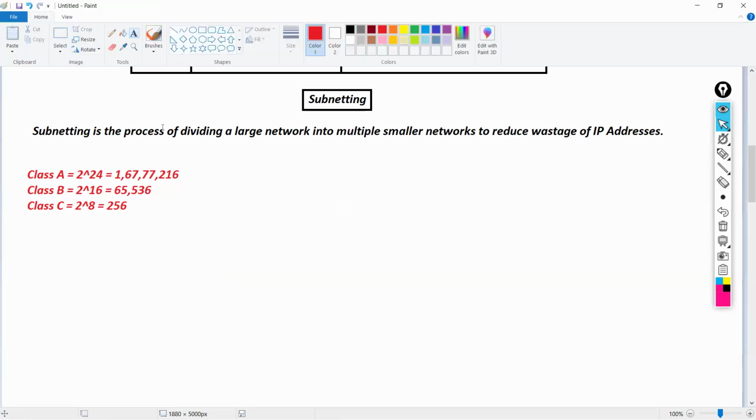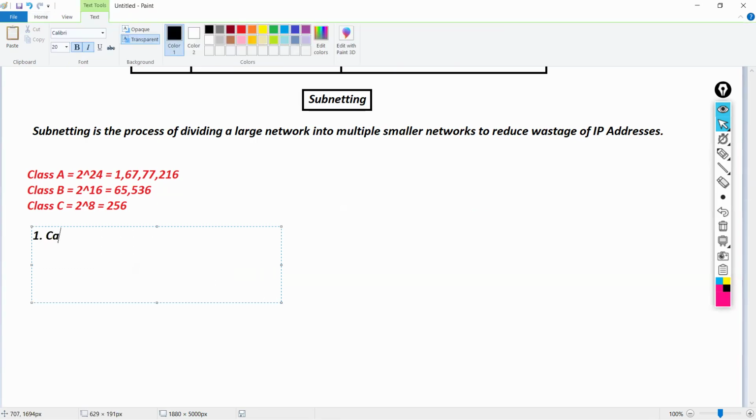Now we have two subnetting approaches. One is classful and the second one is classless. So in classful, what will happen? You will use the default subnet mask. And in classless, you will use a non-default subnet mask.